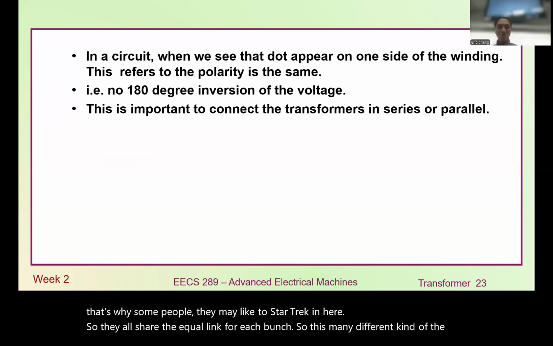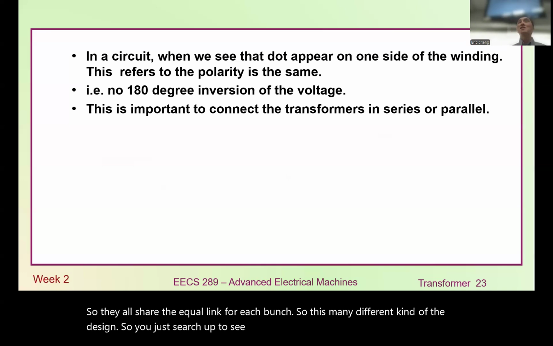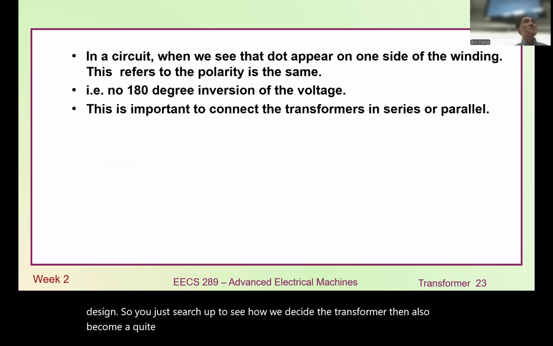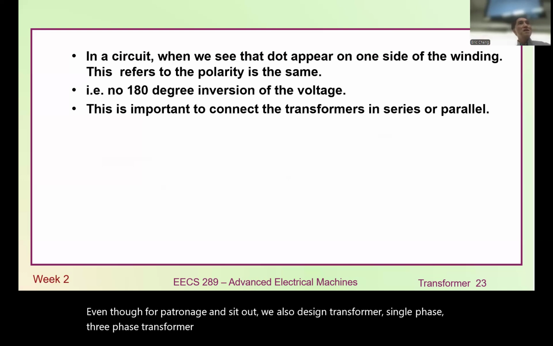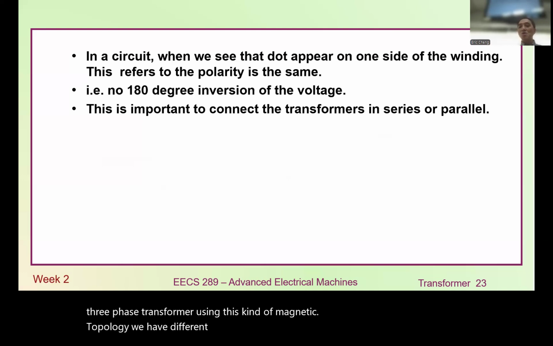You can just search to see how we design the transformer. That also becomes quite an interesting topic. Even for power electronic control, we also design transformers, single-phase and three-phase transformers, using this kind of magnetic topology. We have different topologies to design the magnetic core to do the job. Anyway.